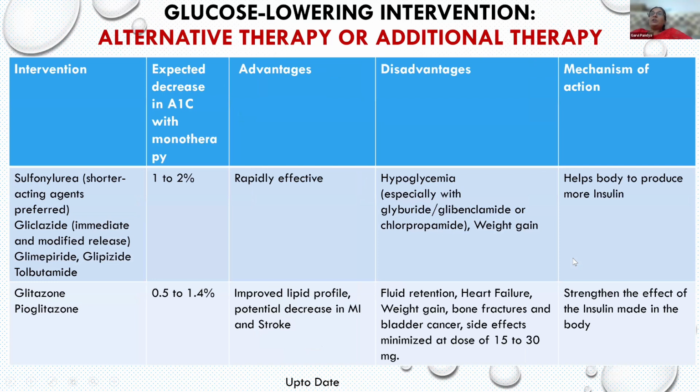The next alternative medication we have is the sulfonylurea. We are all aware of it. Again, the HbA1c reduction is similar to metformin. It's rapidly effective, but it has the risk of hypoglycemia.